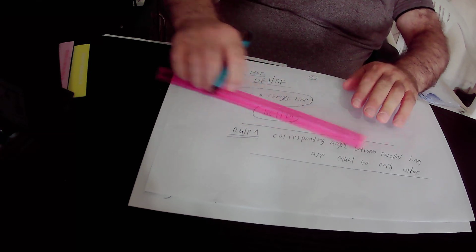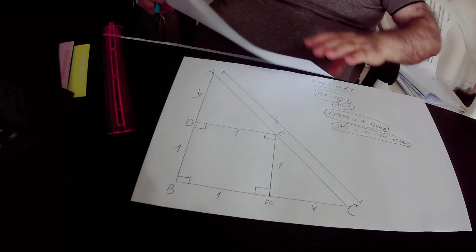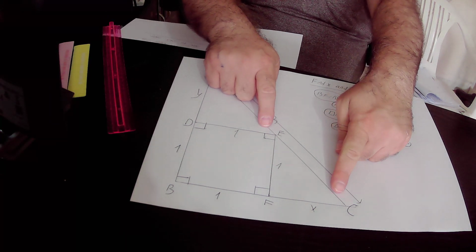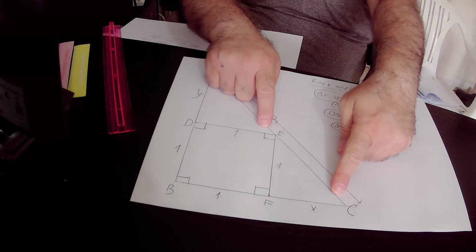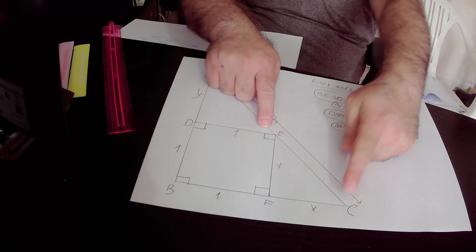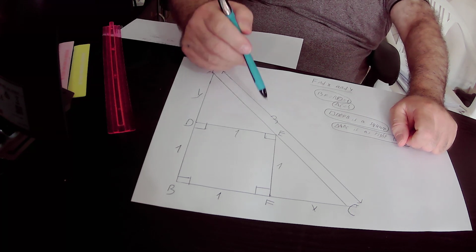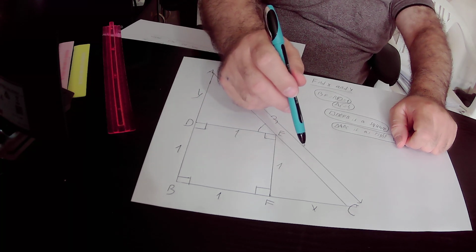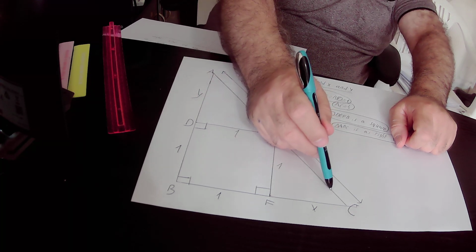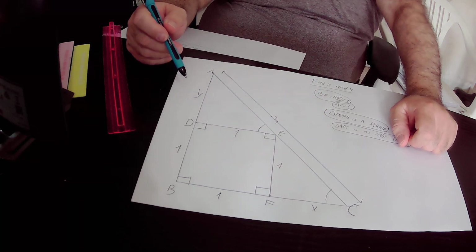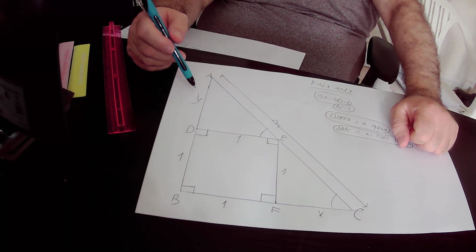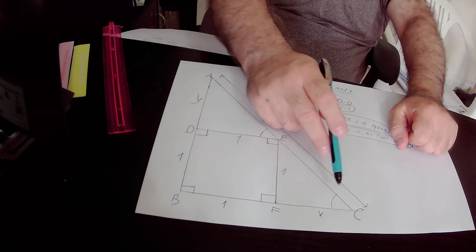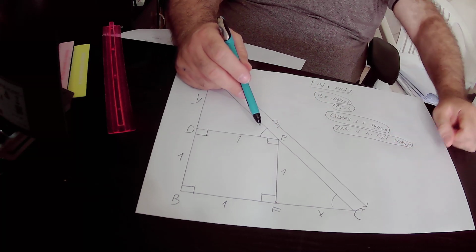So we have those two angles, they are defined as corresponding angles. That is to say, angles AED and EFC are two corresponding angles, and they are located between the parallel lines DE and BC. Therefore, according to rule number 1, they are equal to each other.